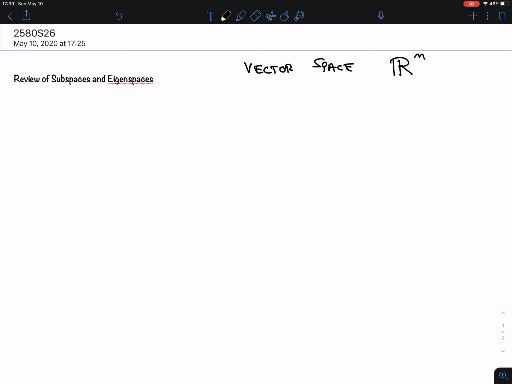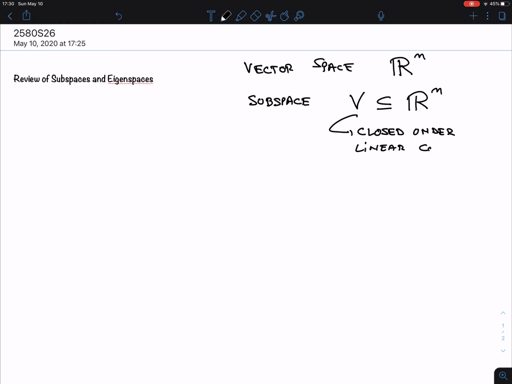And so then we had the notion of a subspace, and it was a collection of vectors that was closed under linear combinations. That's really what a subspace is. Meaning, if you take two vectors in there and you make an arbitrary linear combination of these two vectors, that should be again in there.